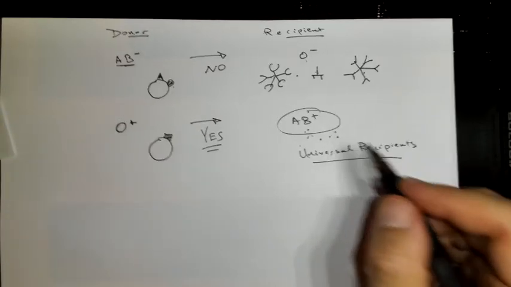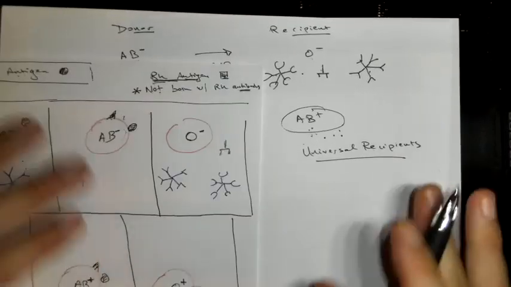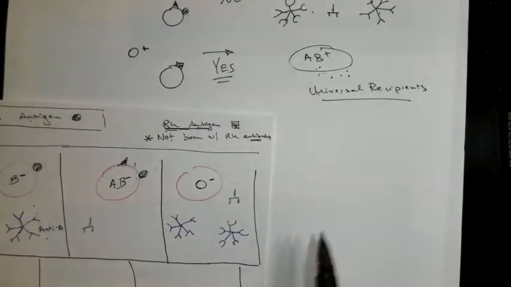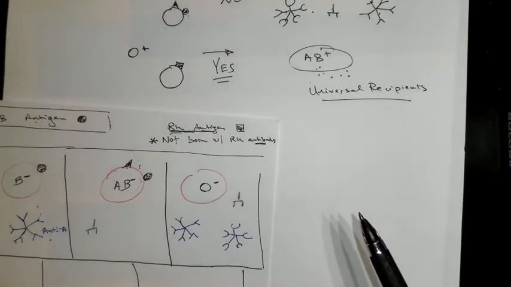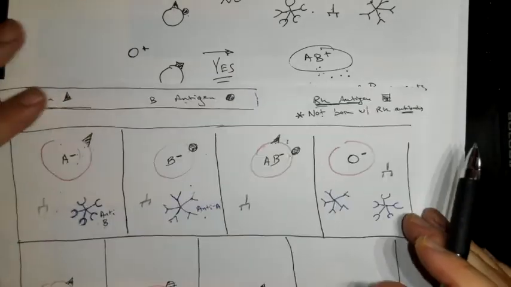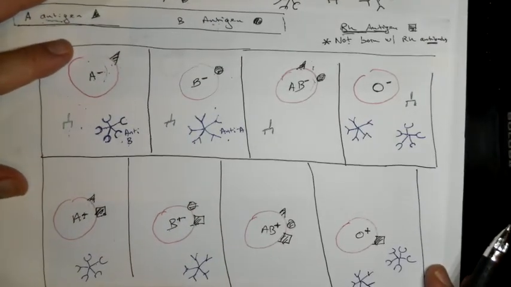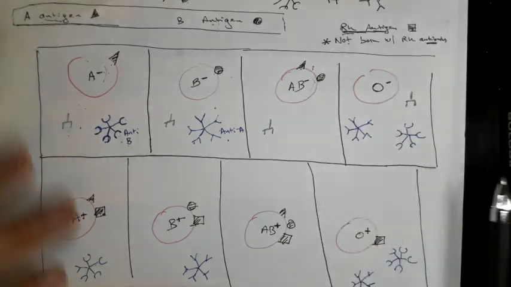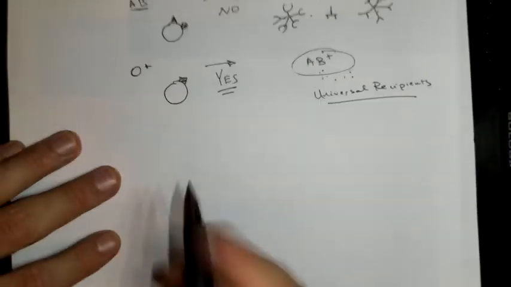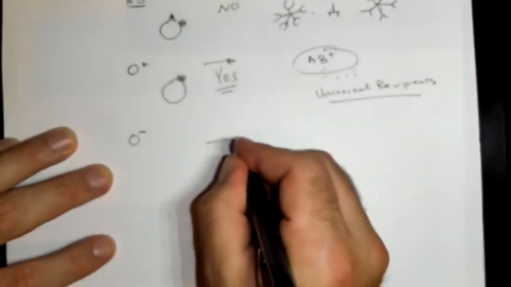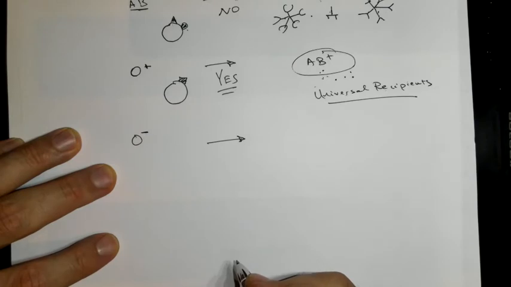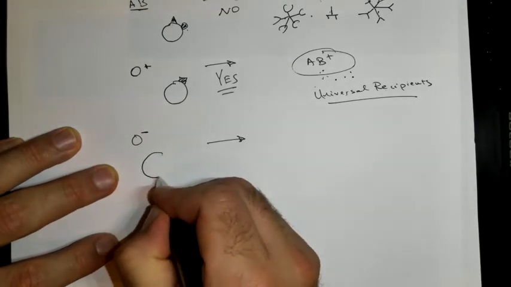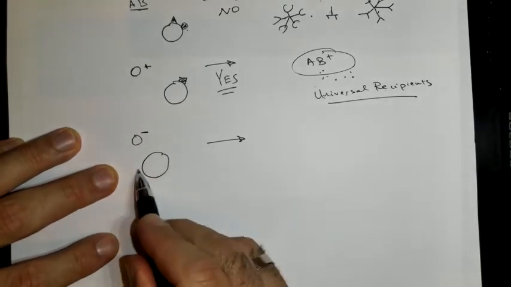If you take, let's take the other extreme here. Can you think of an RBC that is basically empty of any antigens? This one right here, right? So O negative blood, let's see. If we take O negative blood, right? Let's draw it out. Here's the RBC. It has nothing sticking out of it.